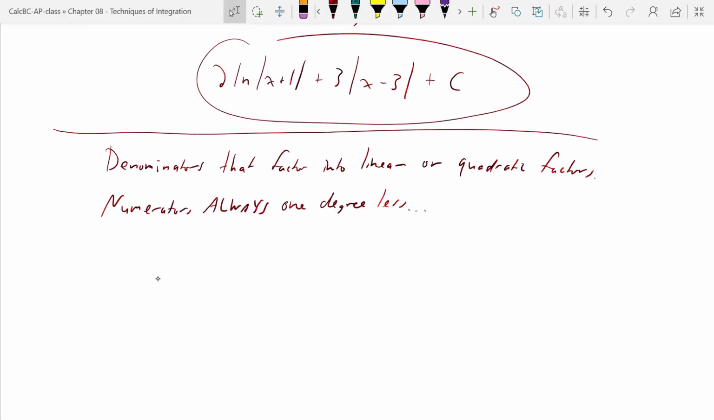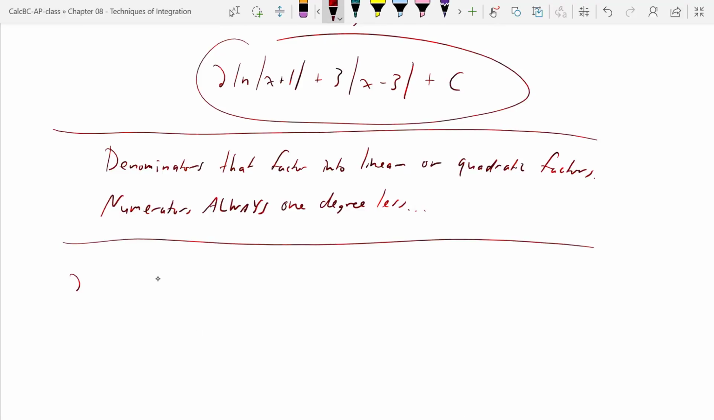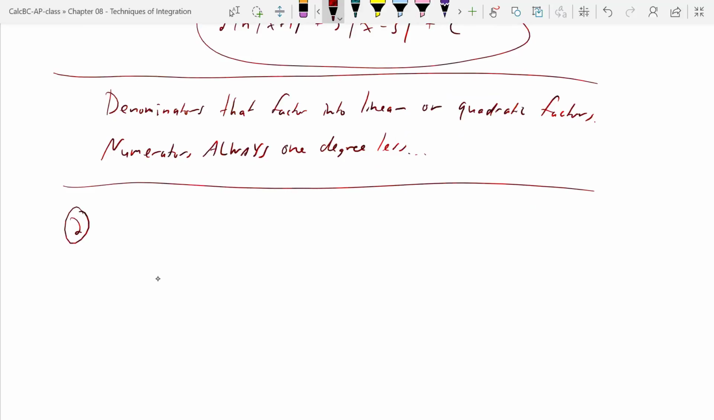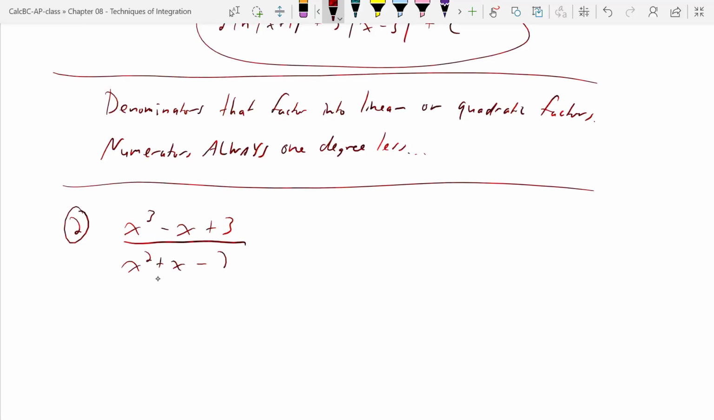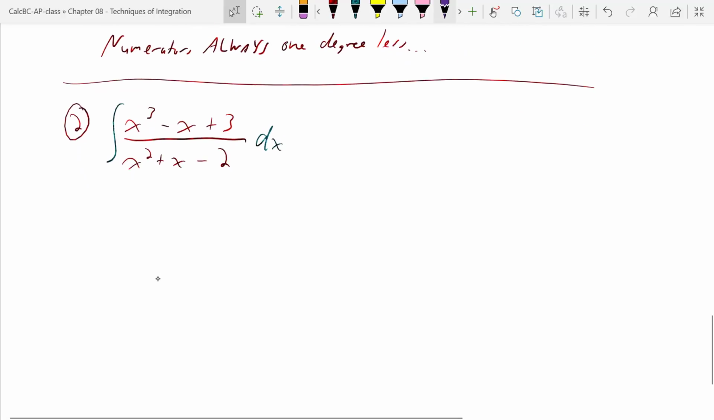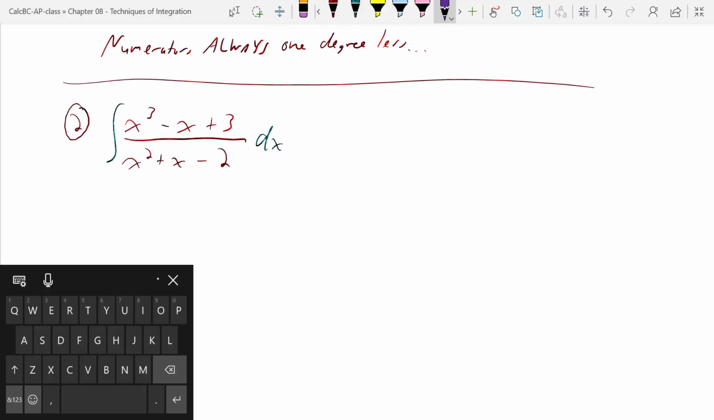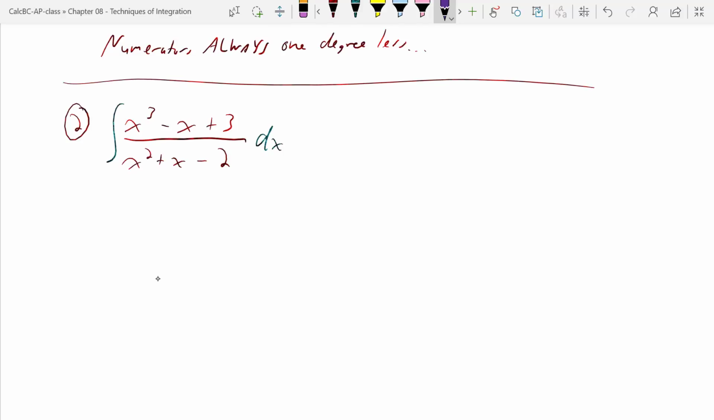So let's do some more examples of this. That was example 1. Let's call this example 2. Let's do the integral of x to the third minus x plus 3 over x to the second plus x minus 2 dx. Okay. This is actually, well, I've got degree of numerator greater than degree of denominator. This is not a partial fractions one yet. What I actually have to do is divide the numerator by the denominator.